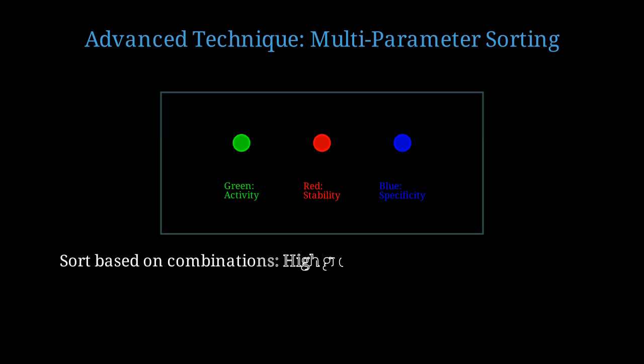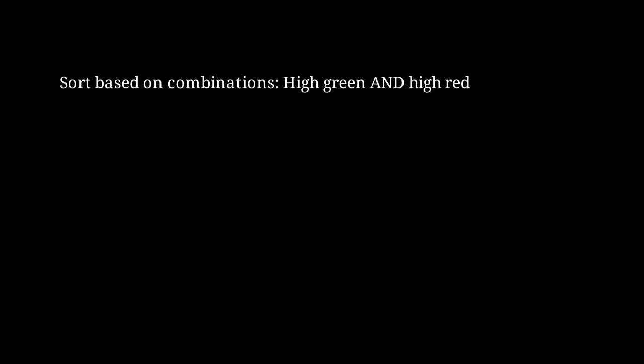We can then sort based on combinations. For example, select only droplets with high green fluorescence and high red fluorescence. This lets us optimize multiple properties at once. This simultaneous multi-parameter optimization is extremely powerful. In nature, organisms evolve one trait at a time over eons. Here we optimize multiple traits in parallel.